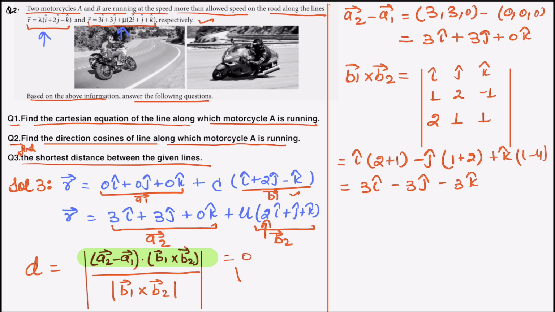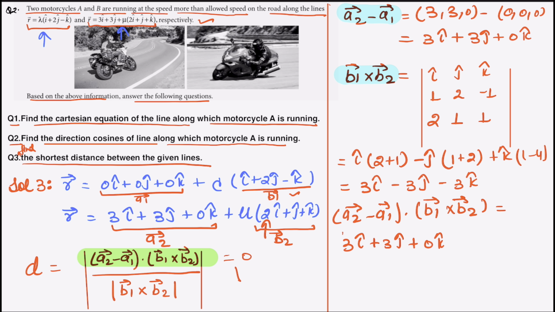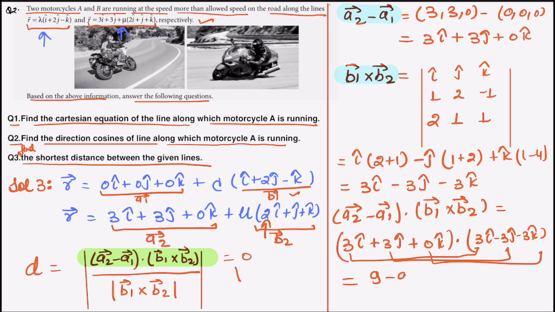Okay, now we have to take the dot product of these two. So the dot product of (a2 − a1) vector dot (b1 cross b2) vector is (3 i cap + 3 j cap + 0 k cap) dot (3 i cap − 3 j cap − 3 k cap). Now multiplying the coefficients of i cap, j cap and k cap and adding them, we get 9 − 9 + 0, which equals 0.